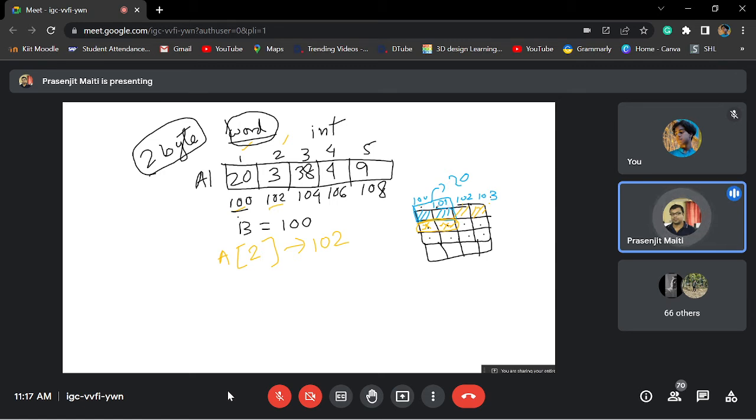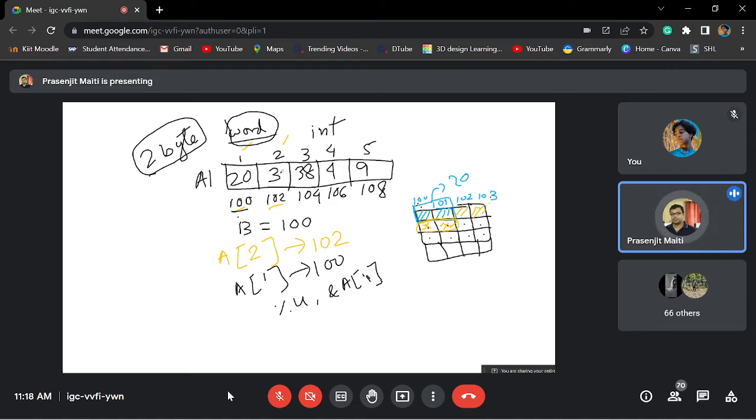But if you want to know the address of one location, that is, the address of A1, it is shown in our programming. If you write %u, comma, ampersand A1, you can see the output is 100. It is showing only the first address, not both addresses.